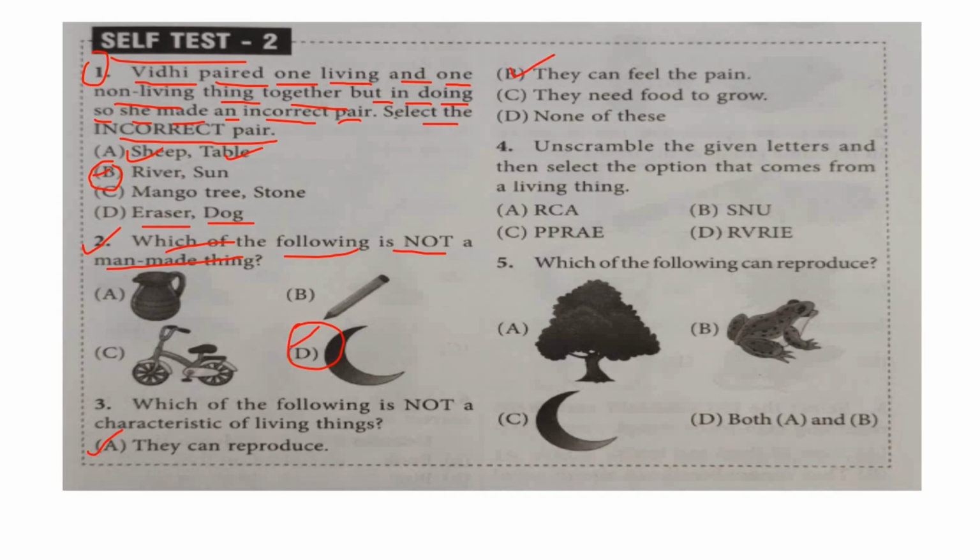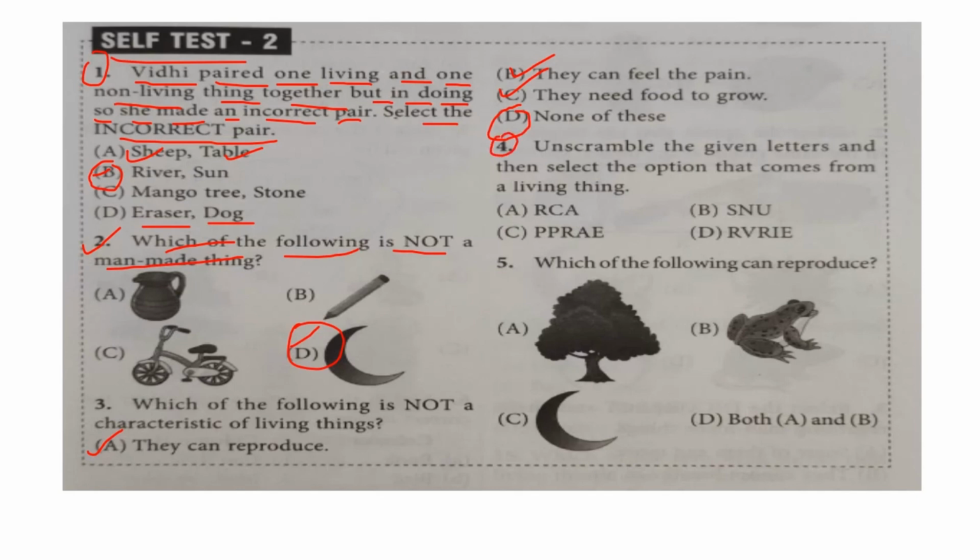Yes, living things can feel pain. They need food to grow. Yes, they need food to grow. And the option is none of this. So what is our answer here? The answer is none of this, because all A, B, C are the characteristics of living things. So answer D is right for question 3.